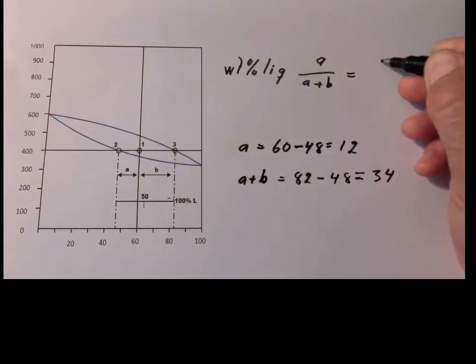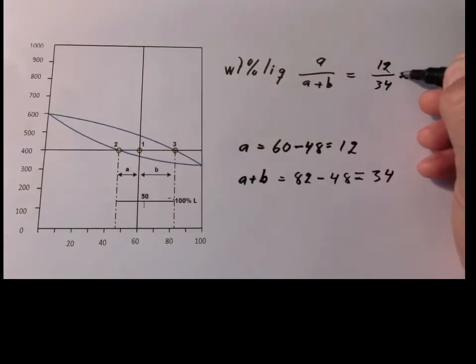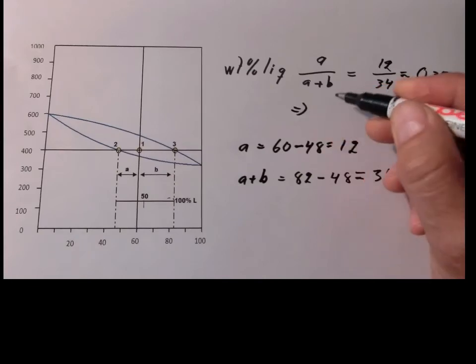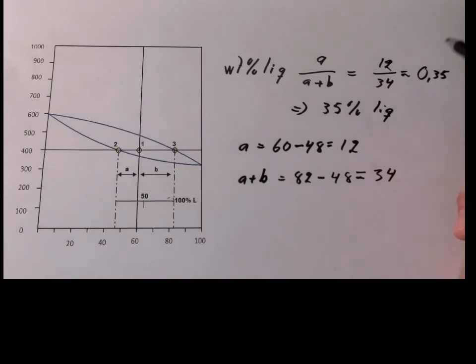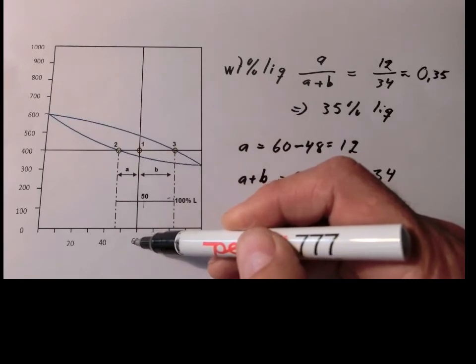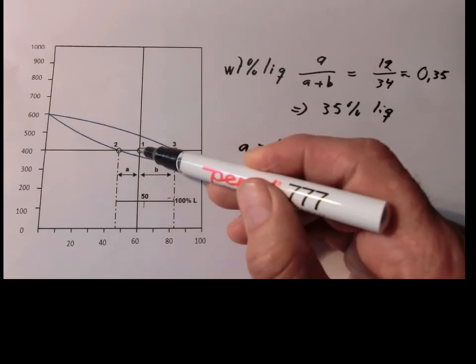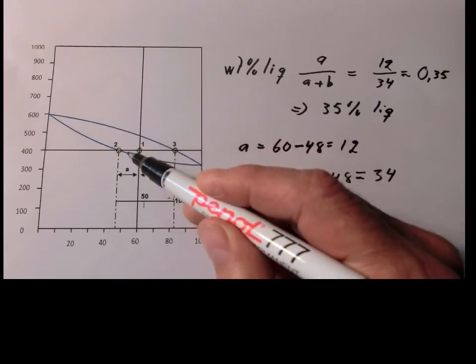So now we can add that here. 12 divided by 34, and that will be 0.35. And that's the fraction liquid we have. It means that we have 35% liquid at this point in this two-phase field. And in this point, that is at an average composition of 60% and at the temperature 400 degrees, we now have calculated that we have 35% liquid and that's 65% solid.